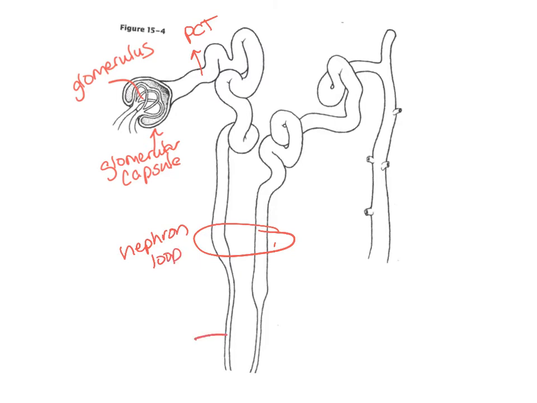The thin portion of the nephron loop, as it's descending, is called the descending thin limb. The descending thin limb loops around to become the ascending thin limb, and then we see a widening of the tubule, and that is called the thick ascending limb.